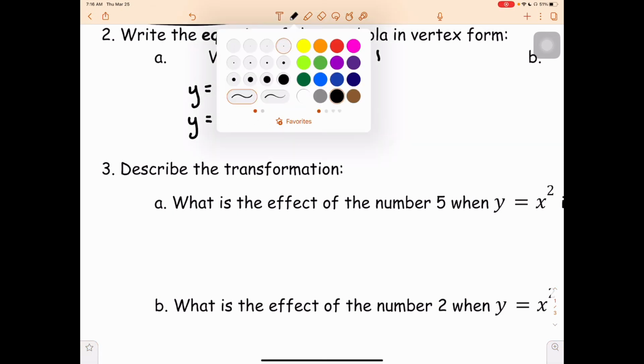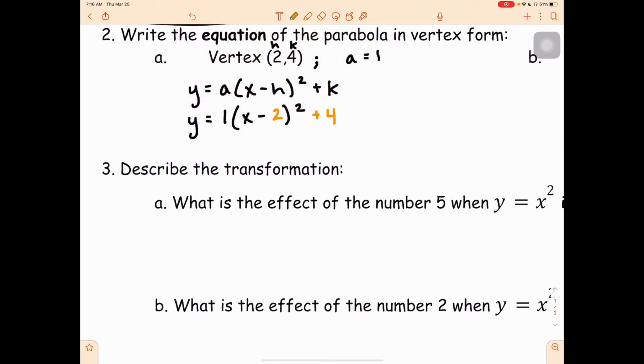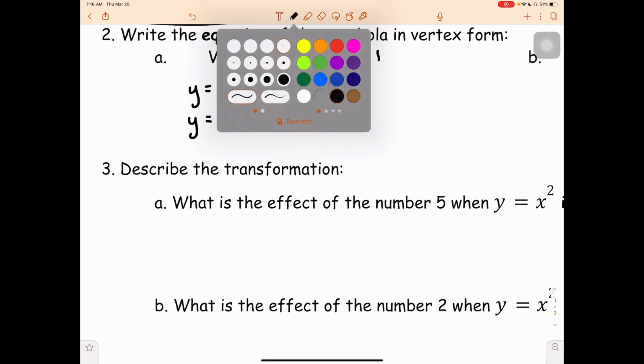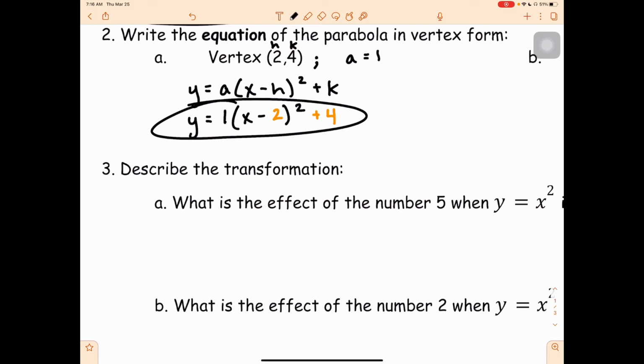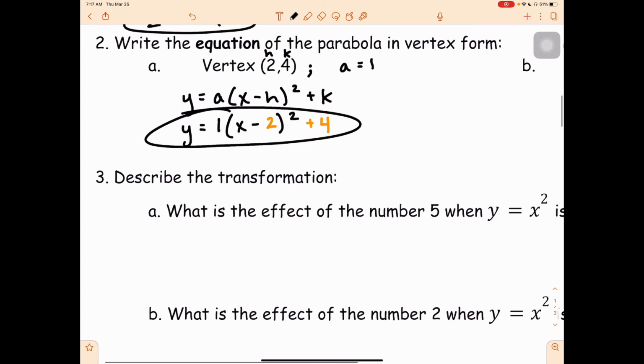And then my k is positive 4. So there's my equation. And I technically don't have to write the 1, right? But we can. All right, so that's my equation in vertex form.